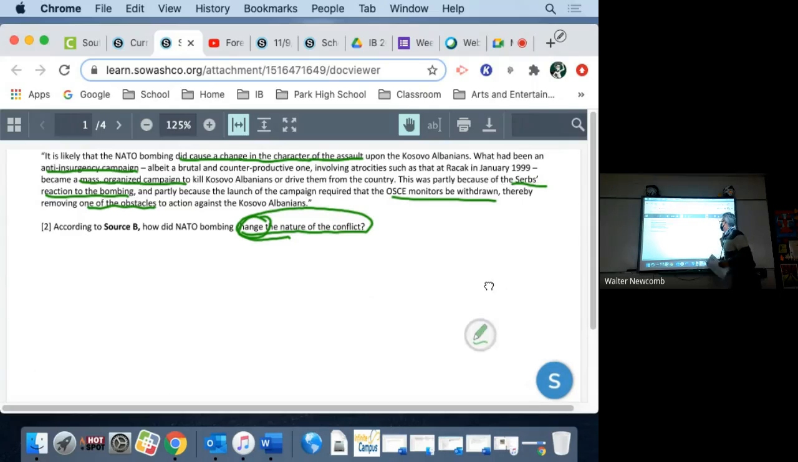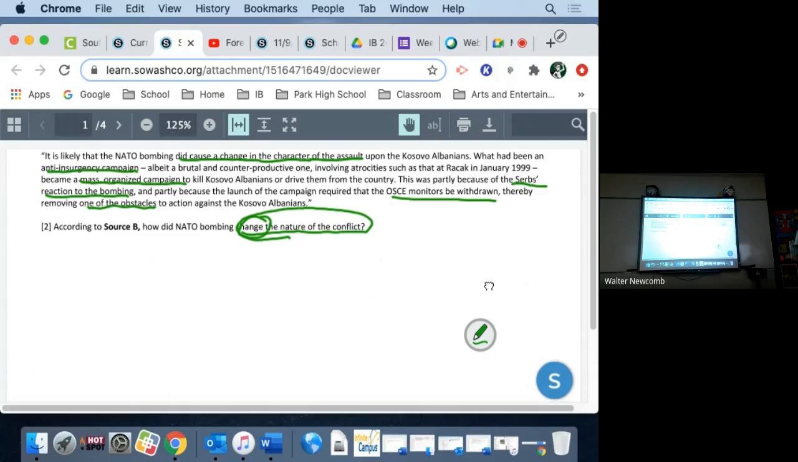All right, and the OSCE is the Organization for Security and Cooperation in Europe. I had actually mentioned them last week because they observed our presidential election. All right, so there's a lot of golden nuggets in here that can help us answer this question. What could one statement be here that helps us answer this question?